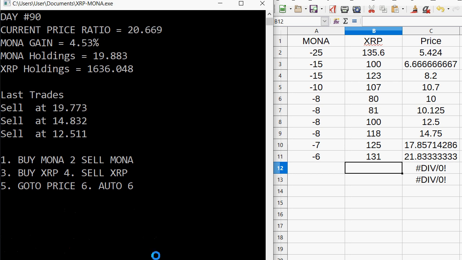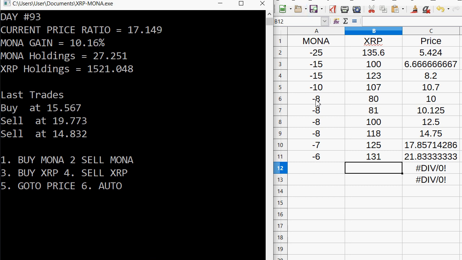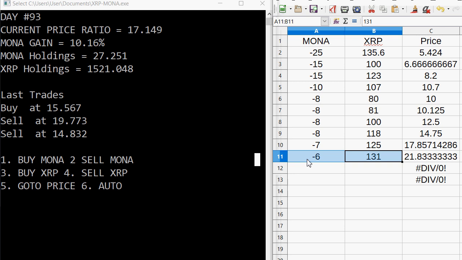And then we'll do the next one, Ripple with the 27% gain, and I'll just get rid of the last one. So we'll sell Ripple, we'll sell 115 of them. I would gain 1.36, so let's do that. Done.